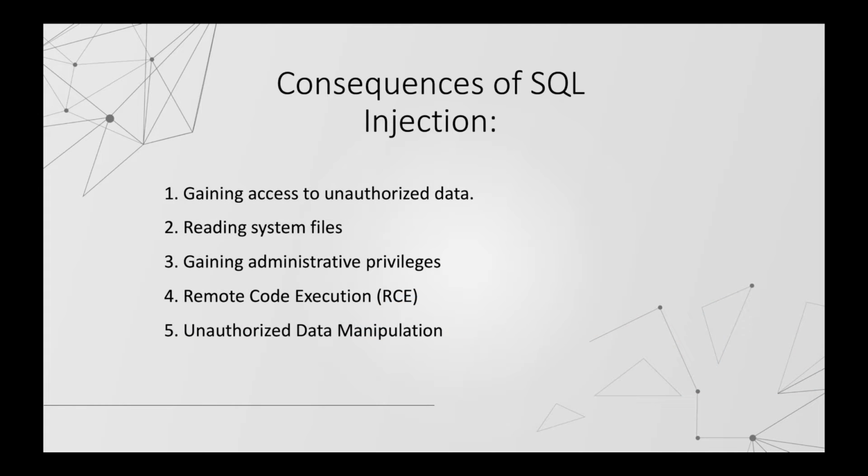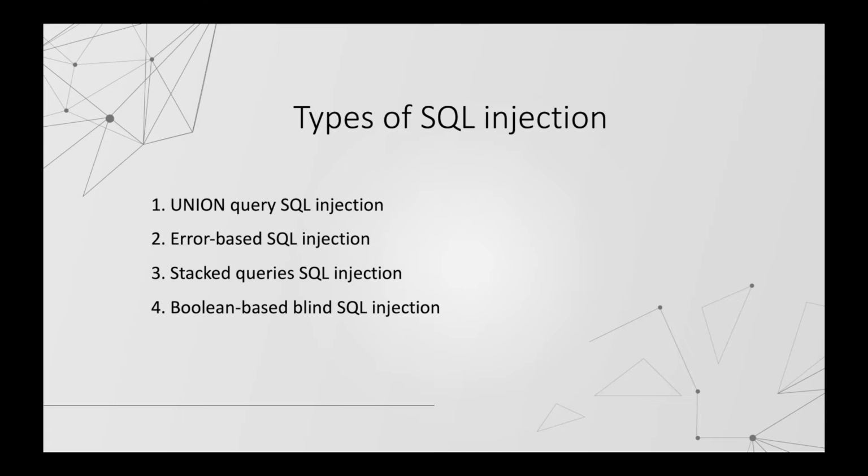The five main consequences of SQL injection are gaining access to unauthorized data, reading system files, gaining administrative privileges, remote code execution, and unauthorized data manipulation. There are different types of SQL injection. For example, union query, error-based, stacked queries, and Boolean-based blind SQL injection.